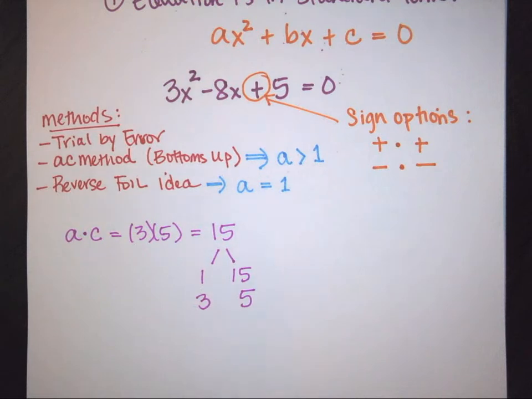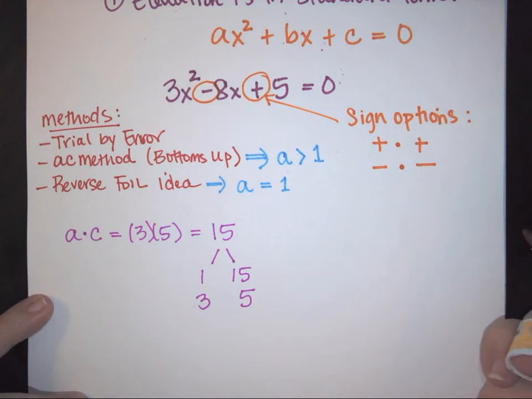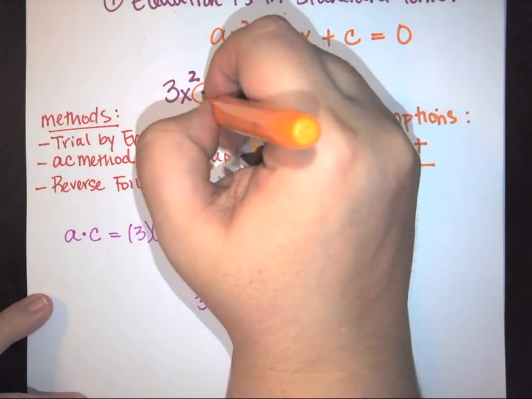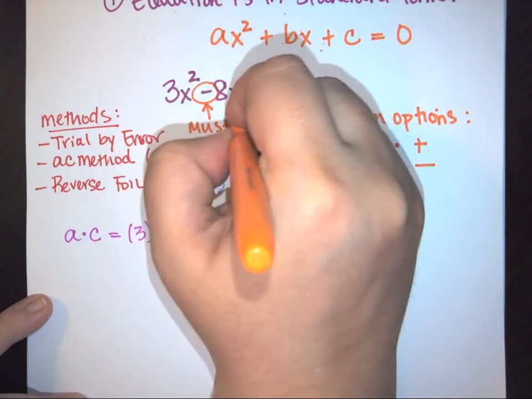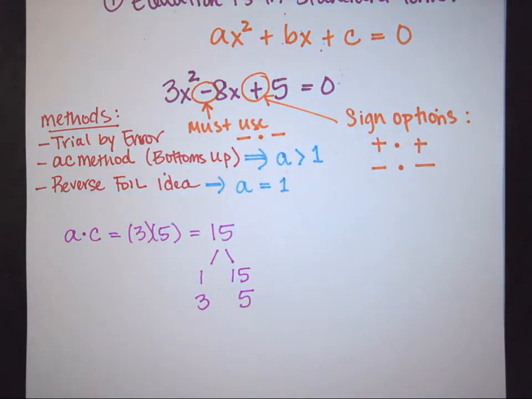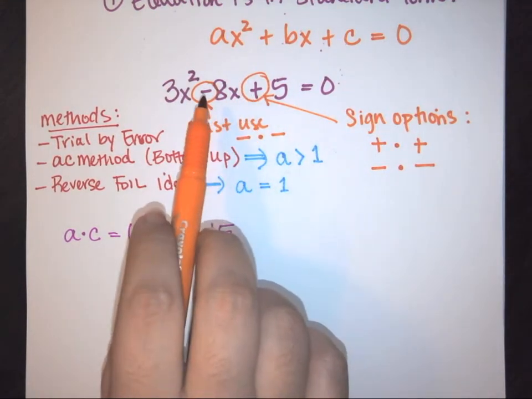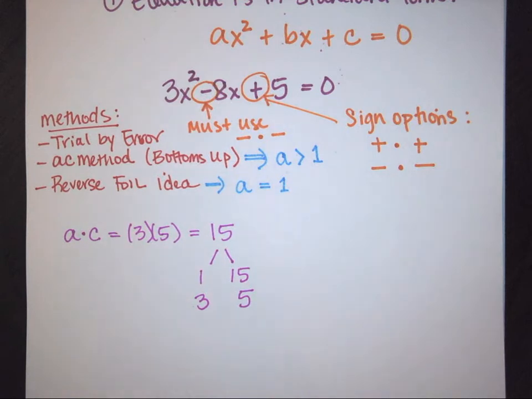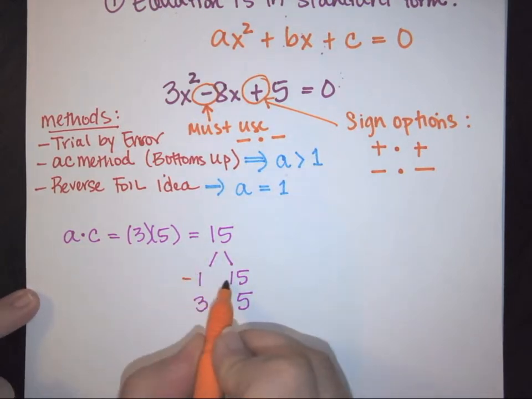Now the other piece that we have is this second sign here, and this tells us which option we need to use. So here this one is going to tell us that you must use the negative times negative option. Okay, so again, the back sign tells you which options you can choose from, but the front sign tells you which of those options has to be used. So what exactly does it mean? It means when I'm looking at my factors down here, both factors have to be negative.